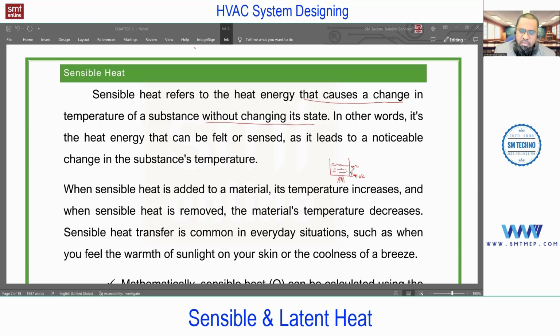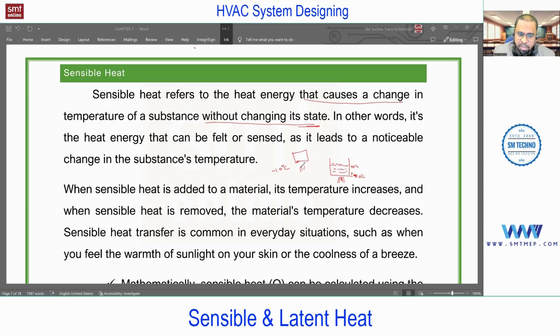So simple. Sensible is what? Adding or extracting heat without changing its state. For example, ice at minus 10 degrees centigrade. Suppose I'm adding heat to this ice. What will happen? The temperature will increase, it will not start melting. When will it start melting? When the temperature reaches 0 degrees centigrade. So from minus 10 to minus 9, adding the heat, that heat is what? Sensible.